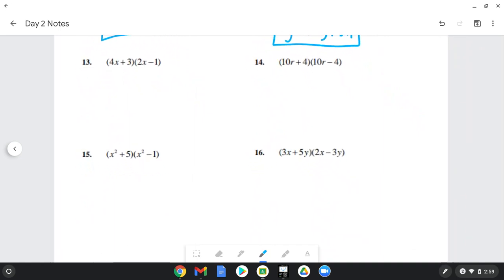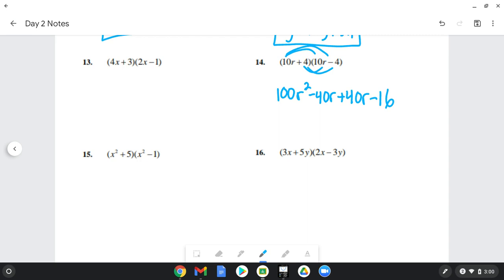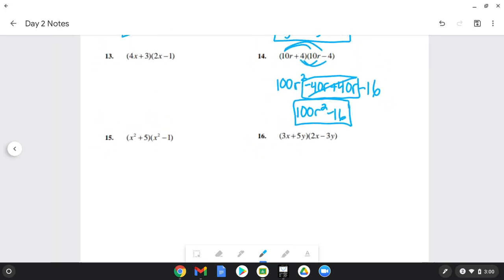Let's go to 14. 14, if I multiply the first term by both and the second term by both, I'd get 100r squared minus 40r plus 40r minus 16. If we notice those middle terms, they cancel each other out. One's got a positive, one's got a negative. So I'm left with 100r squared minus 16 because those middle terms canceled. All right, we got 2 more.